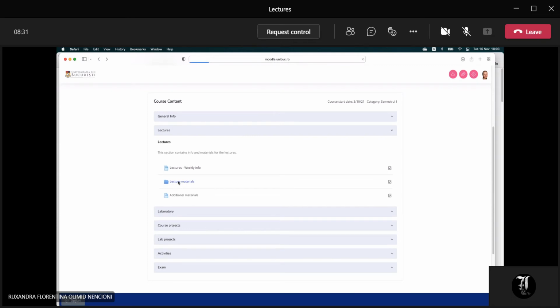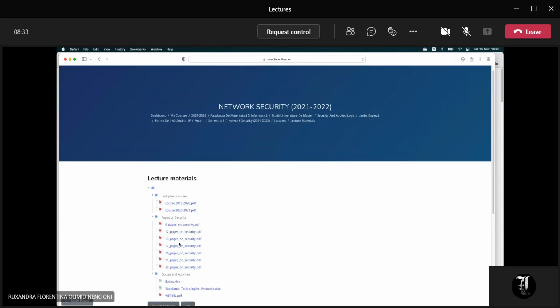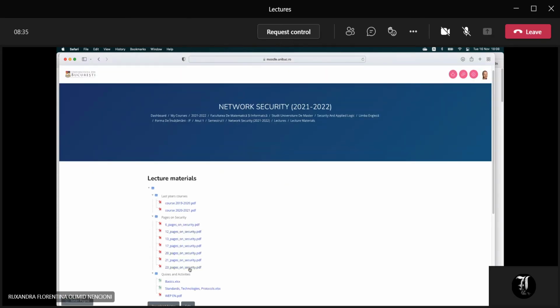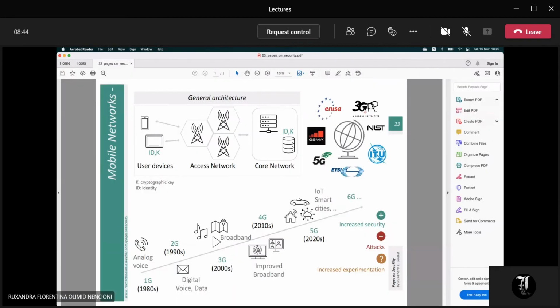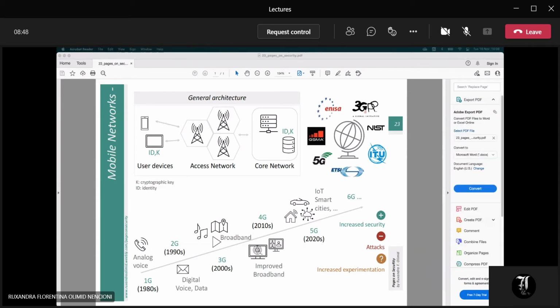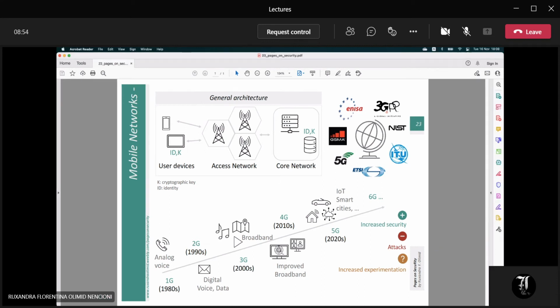Now here in the lecture materials, you will find 23 pages on security, and I will open it now. This is what I want us to discuss in the first place. So we do a short intro to mobile networks. What can you tell me from here?